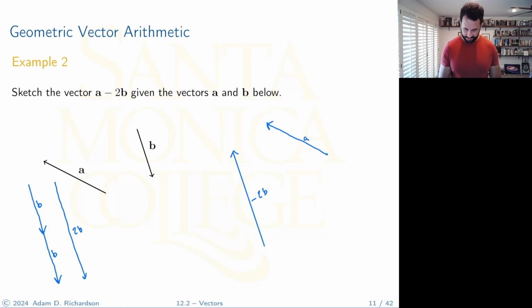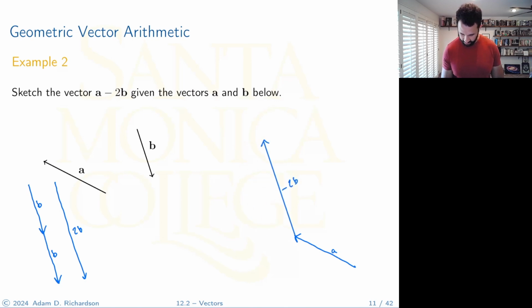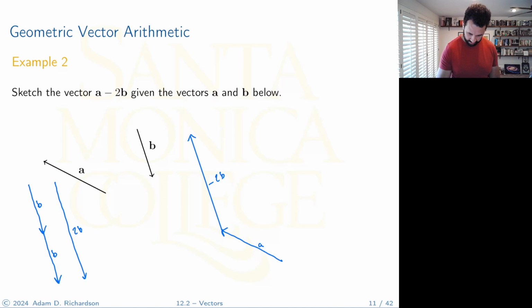All right. So what is a minus 2b? Well, I'm going to take the vector a, and then I'm going to go -2b from there. So then we get this right here. Actually, give myself a little more space. Here we go. So we're going to go from the tail of a all the way up to here. There we go. And this is the vector a minus 2b. And that's what it looks like. So that's geometric vector arithmetic, just like that.